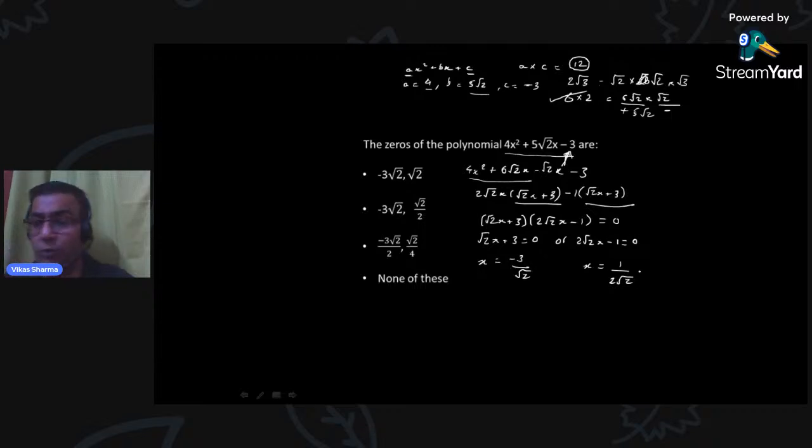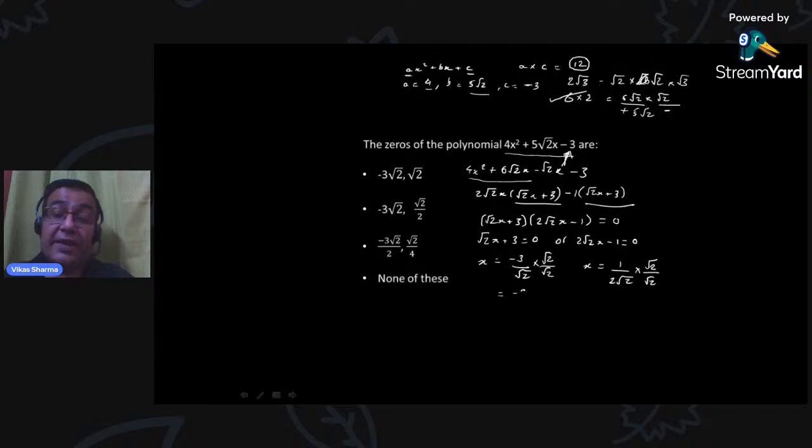Now 2 root 2, what can we do in this? So basically we've got an irrational number in the denominator. We'll have to rationalize the denominator also. So do not forget to rationalize whenever you have got an irrational number in the denominator. Multiply both the numerator and denominator by root 2. Here also multiply both the numerator and denominator by root 2.